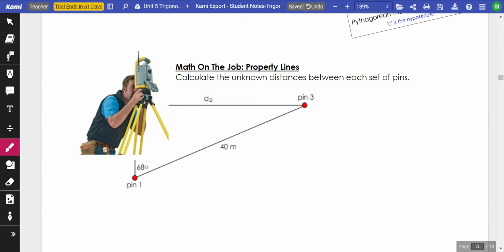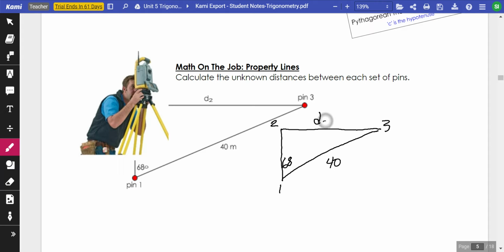It's math on the job. It's about a surveyor using some equipment to find distances between locations. And it's always a good idea to draw diagrams, so let's do that. Something like this. And we've got 68 degrees at the bottom. Pin 1, 2, and pin 3. This is 40. This distance is labeled as D2, so this would be D1 over here.